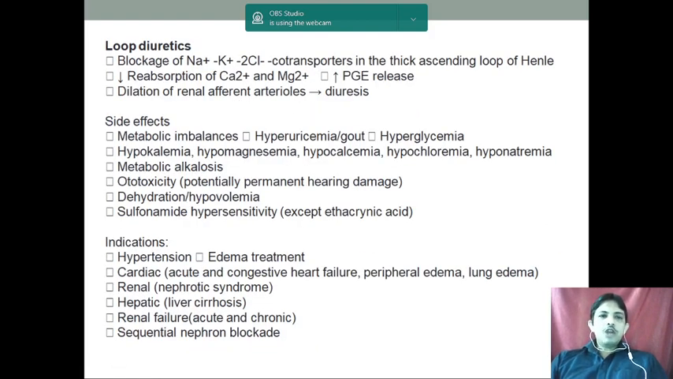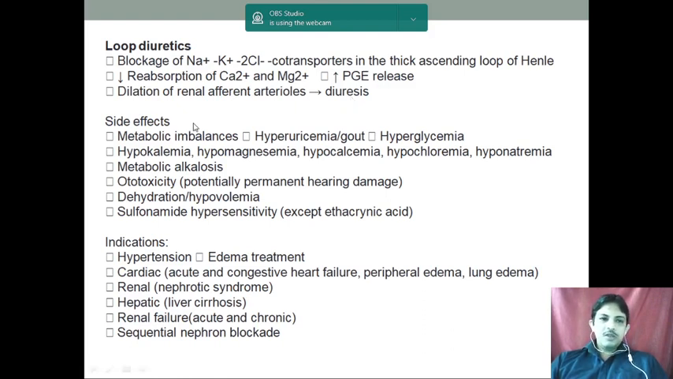Now coming to the loop diuretics, we have already seen that these drugs act in the thick ascending loop, and they inhibit the sodium, potassium and chloride co-transporter. They decrease the reabsorption of chloride and magnesium. They increase the PGE, prostaglandin E, release. They cause dilation of the renal afferent arterioles and are also responsible for the diuresis.